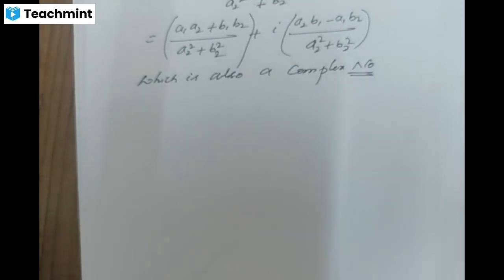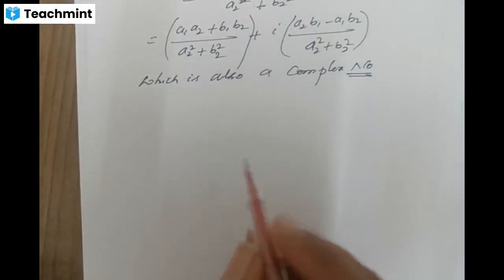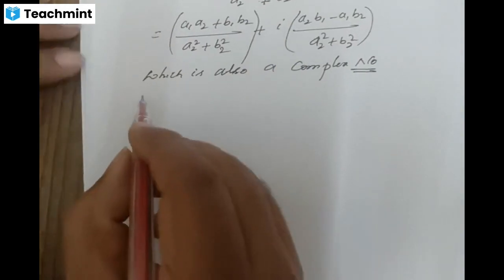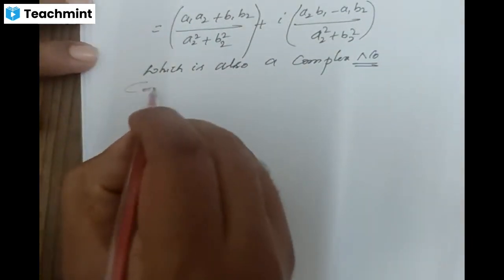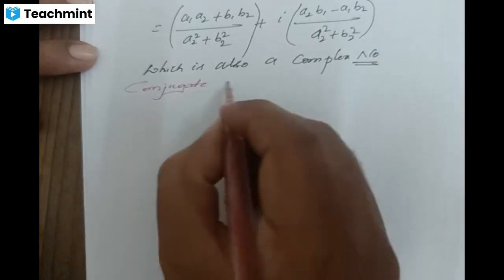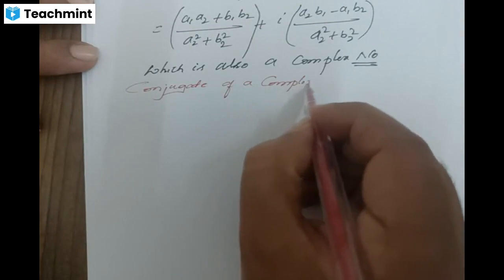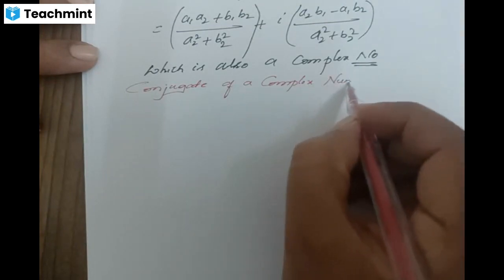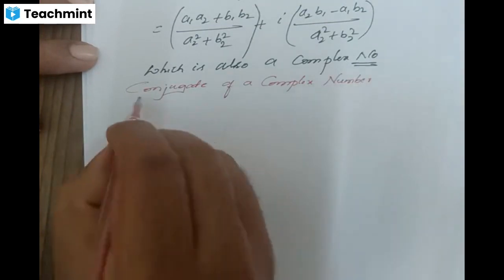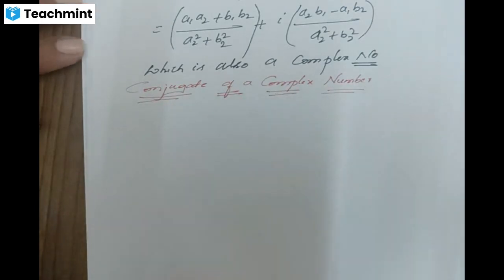Okay. So next is the conjugate of a complex number. Conjugate of a complex number.